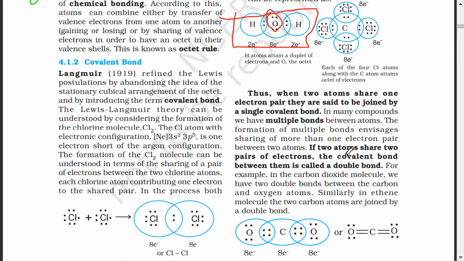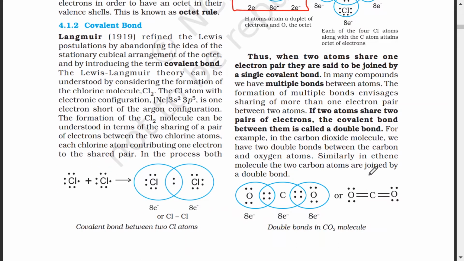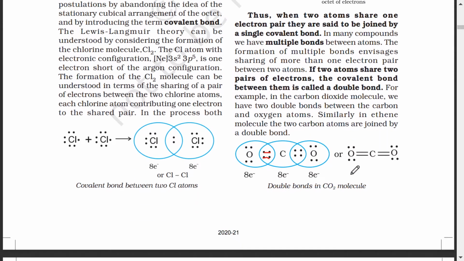If two atoms share two pairs of electrons, the covalent bond between them is called a double bond. That is easy to understand. Whenever they share, like if carbon gives two electrons and oxygen also gives two electrons for sharing, then they form a double bond, right? For example, in the carbon dioxide molecule we have two double bonds between the carbon and oxygen atoms. Similarly, in the ethene molecule, two carbon atoms are joined by a double bond.